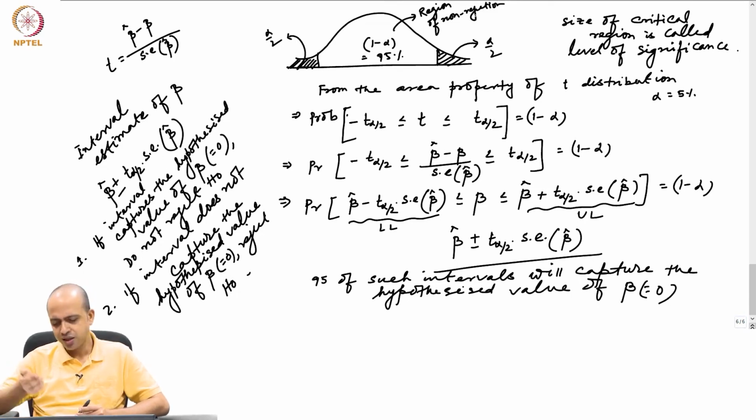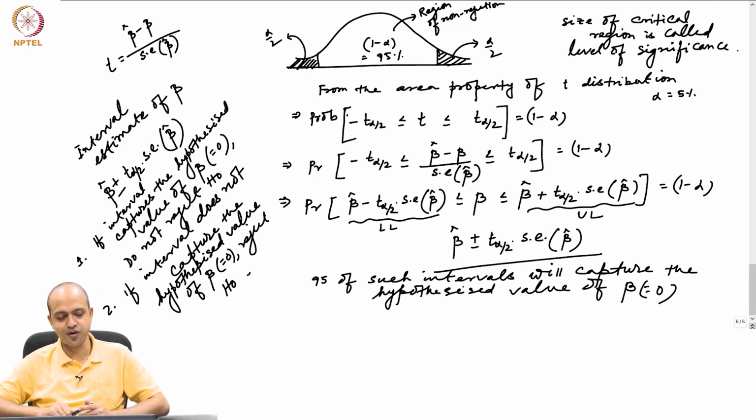In this process we are getting an alternative estimate of beta, which is called interval estimate. How are we getting it? From the area property of the t distribution, and the interval is defined as beta hat plus or minus t alpha by 2 times standard error of beta hat. This is how we are going to get the interval.